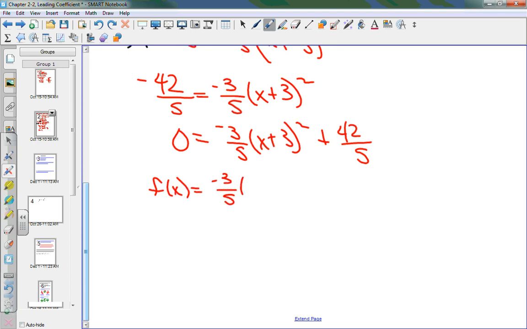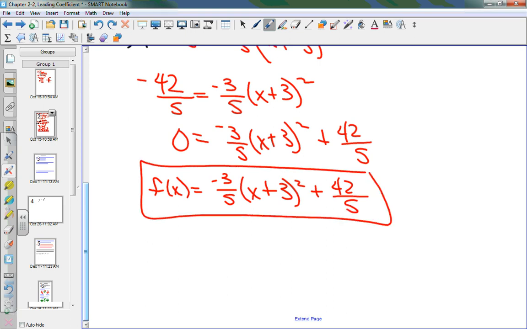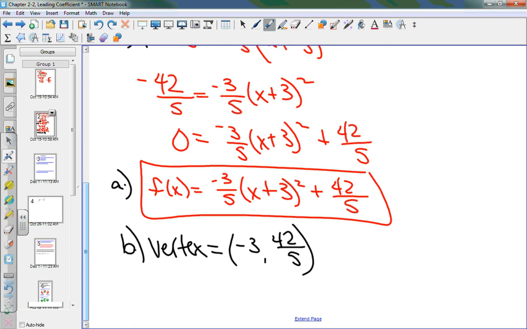In other words, what I was given at the beginning, these two are equivalent. Now from there, what do I get out of it? What's my vertex? This is letter A. Letter B is my vertex. So what's my vertex? Very good. I'm at negative 3, positive 42 over 5. Now what do I need to do next?